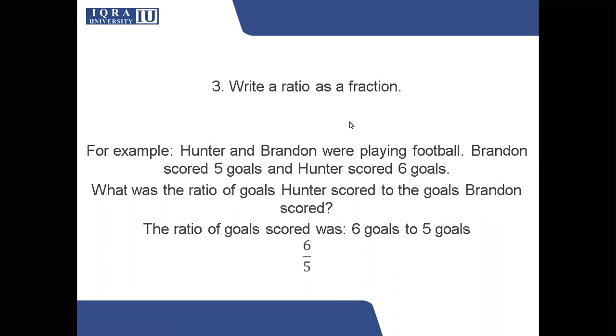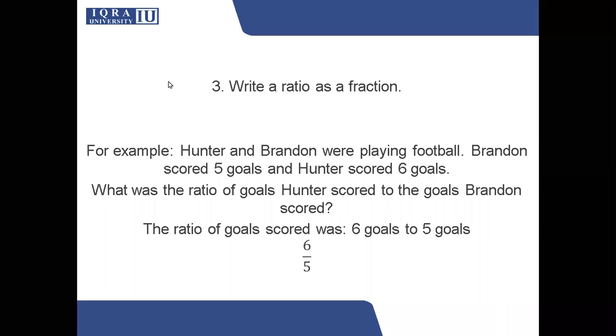Now, Hunter scored 6. So the first item over here is 6, and the ratio of Hunter scored to Brandon scored. Brandon scored 5 goals. So 6 ratio 5, right? 6 goals to 5 goals. And you can also write this as 6 by 5 right here. So this is the third way of writing ratios.